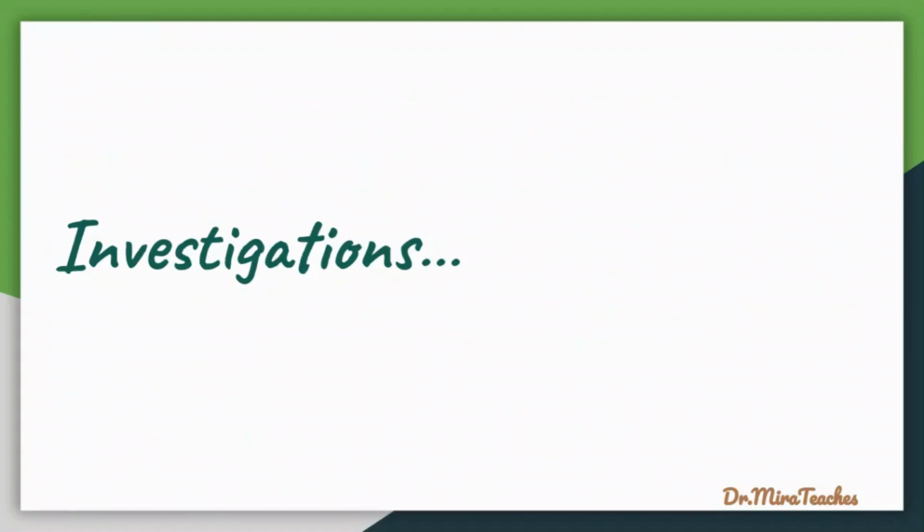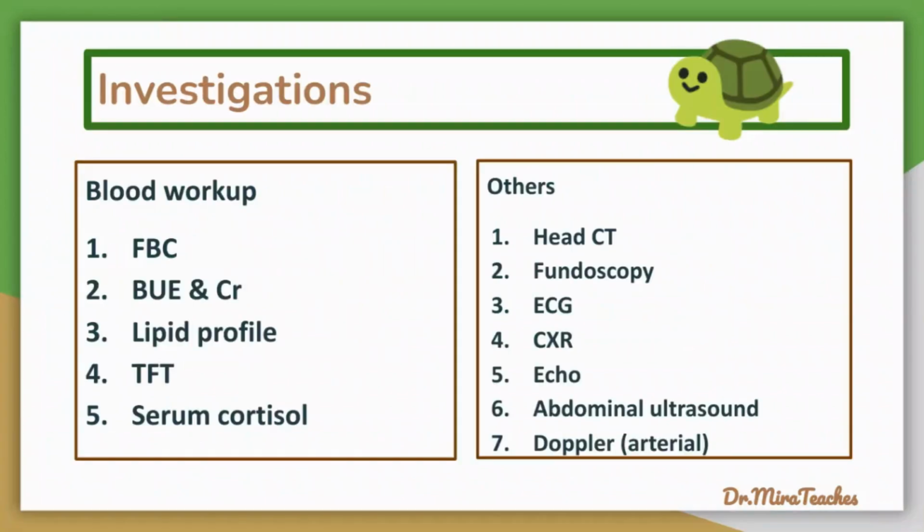So how do we investigate? For investigations, we will do a blood workup and then other things. For the blood workup, this list isn't exhaustive. You need to do your baseline: full blood count, BUE and creatinine, remember the kidneys could be involved. Lipid profile, as there could be atherosclerosis, high lipid levels for people who are obese. Even if you are not obese, you need to check. Thyroid function test and serum cortisol to find out all the underlying causes if it's secondary hypertension.